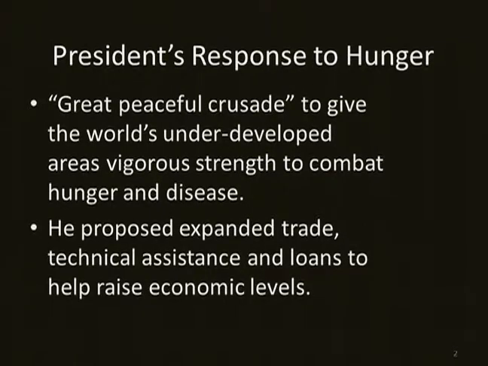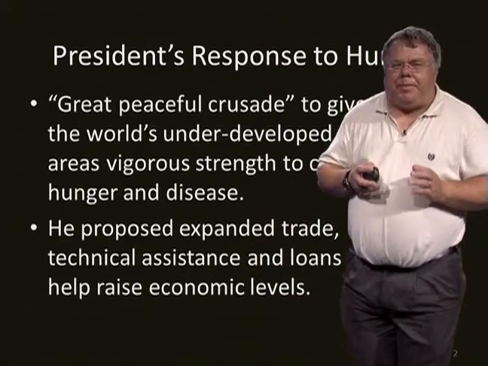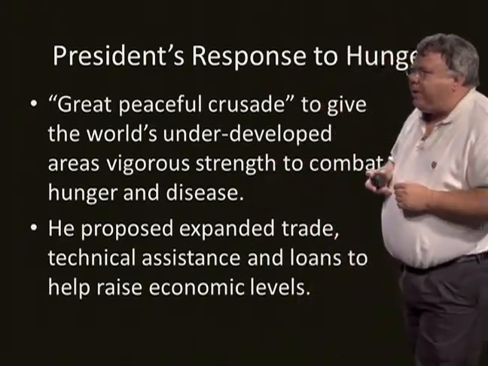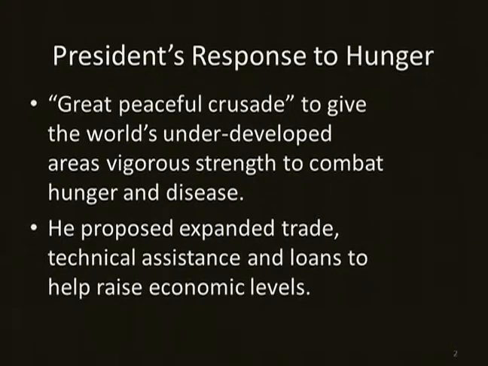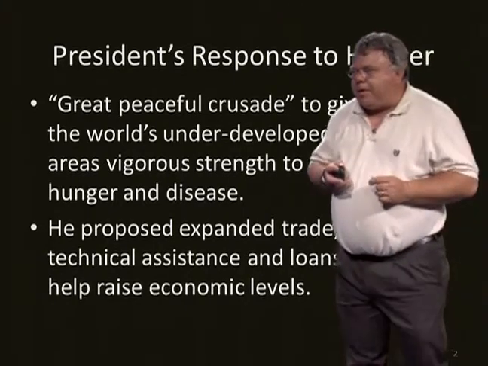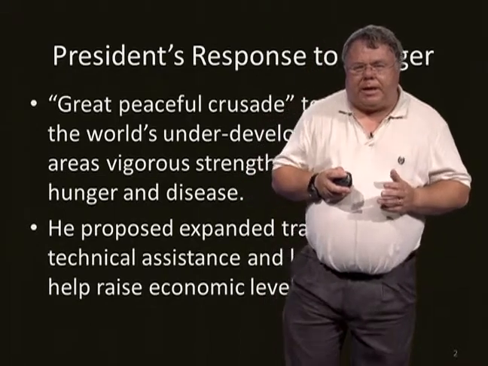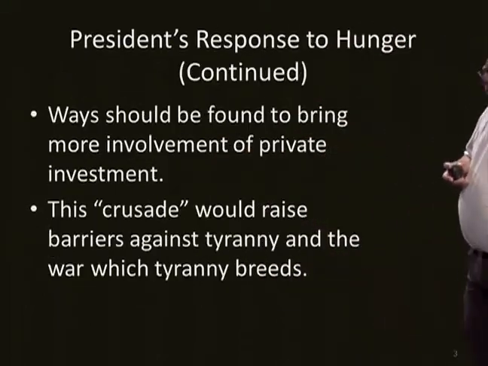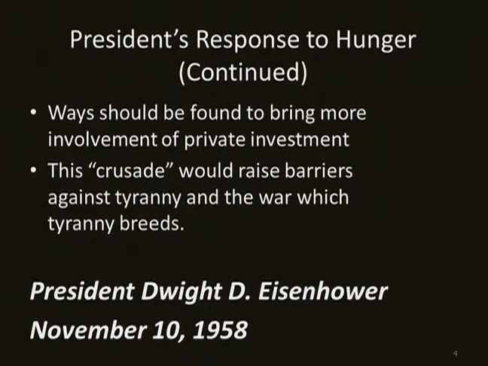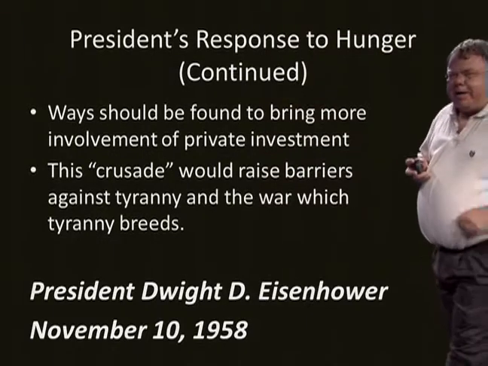And I first off want to talk about the President's response to hunger when he talks about the great peaceful crusade to give the world's underdeveloped areas vigorous strength to combat hunger and disease, and proposed expanded trade, technical assistance, and loans to help raise economic levels. These are all key aspects to developed countries to get them to move forward. He says ways should be found to bring more involvement of private investment, and this crusade should raise barriers against tyranny and the wars which tyranny breeds. Unfortunately, that was Dwight Eisenhower in 1958.